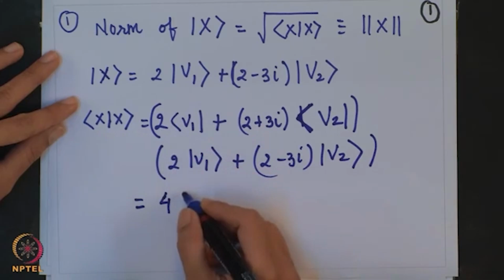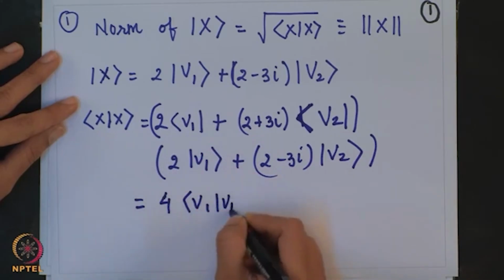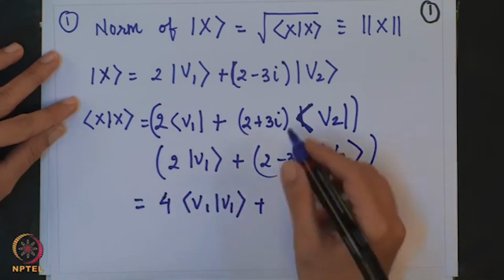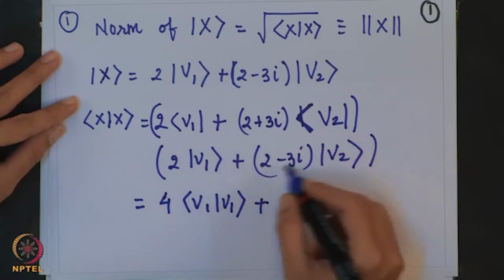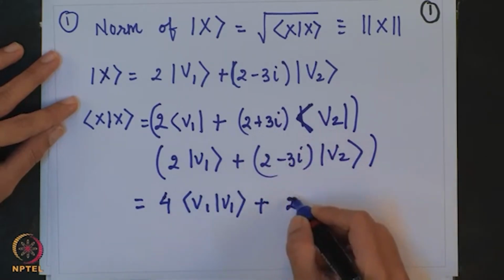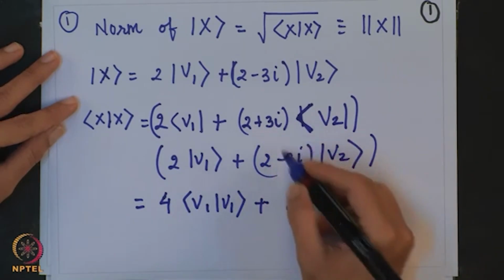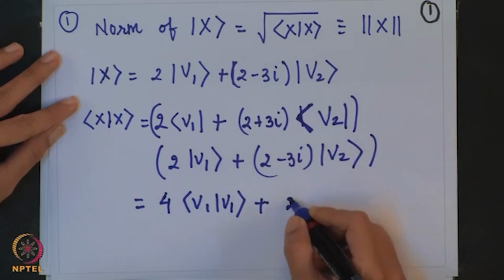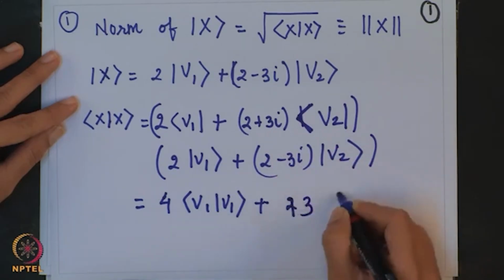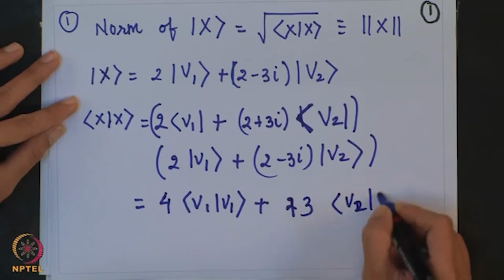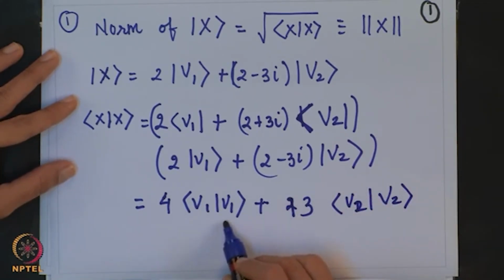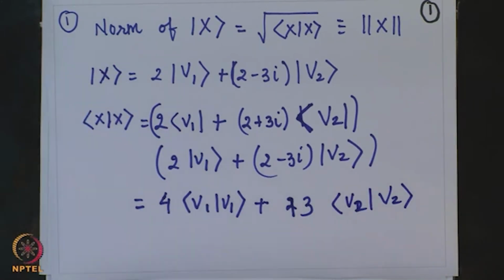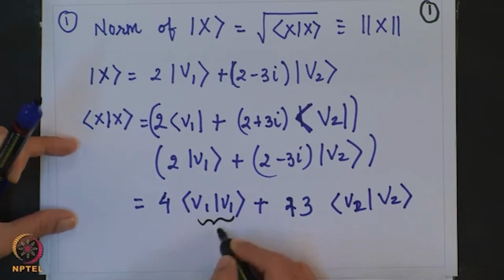Now it is very simple to evaluate this. This will give me 4 <v1|v1>. Let me calculate these square terms first, then we write the cross terms. The square term will give me (2 plus 3i) into (2 minus 3i), which is 4 plus 9, that is 13, times <v2|v2>. And we know that these are normalized eigenkets, so the norm of this would be 1.